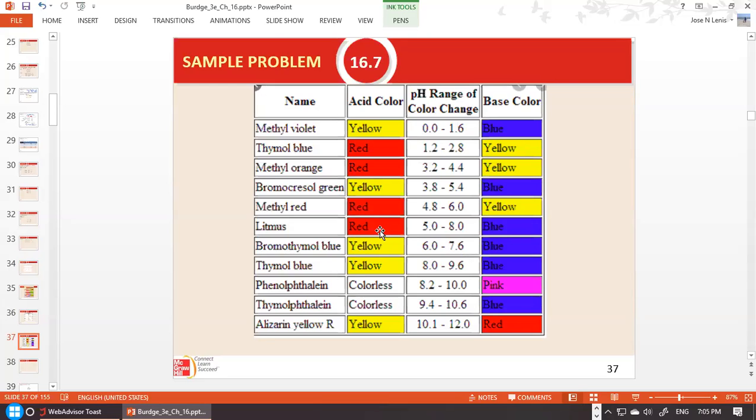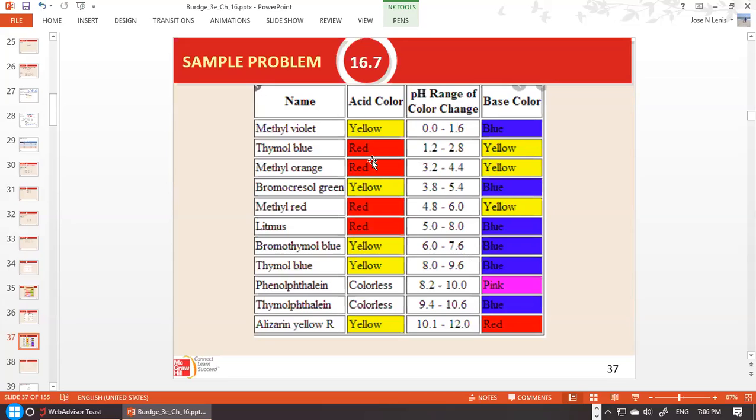Similarly, you can have a red litmus paper or blue litmus paper. The red litmus paper helps to identify bases. So remember, bases turn red litmus paper blue, and acids turn blue litmus paper red, and so on and so forth. All these are very used.